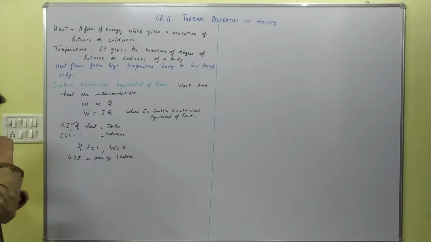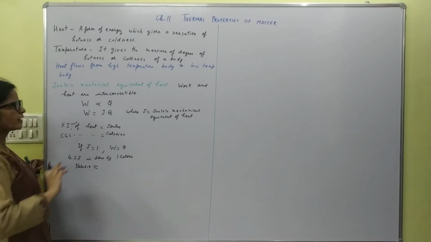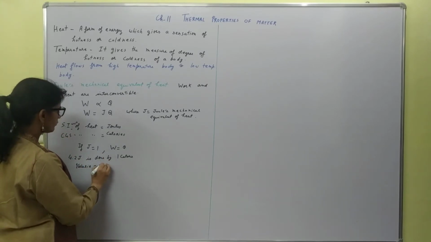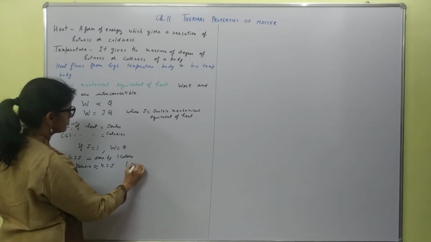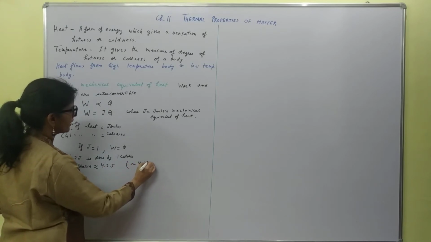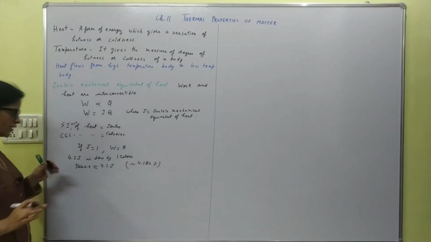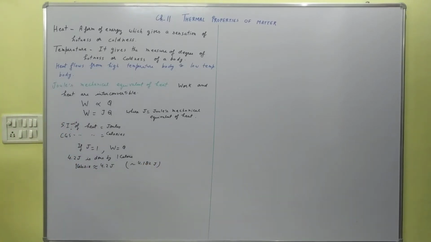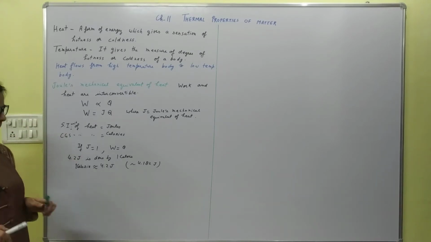So we can say that 1 calorie is nearly equal to 4.2 joules. Actually it is 4.182 joules. So this is a conversion factor which may be used in numericals, right? So this was all about the basic concept of heat and temperature.